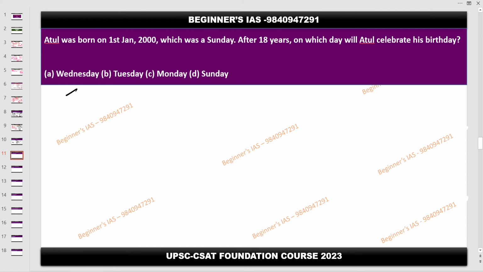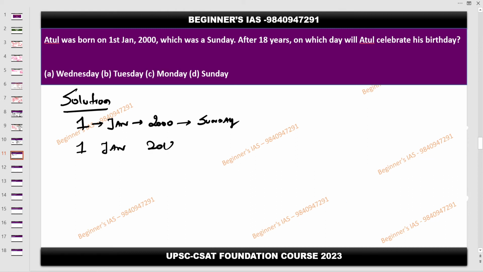Fine, listen. Atul was born on 1st Jan 2000. That was a Sunday. So after 18 years, which means 1st Jan 2018. On which day will Atul celebrate his birthday? Now listen, your date and month are the same here. First of all, what I am going to do is find out the difference. What is the difference? 18.